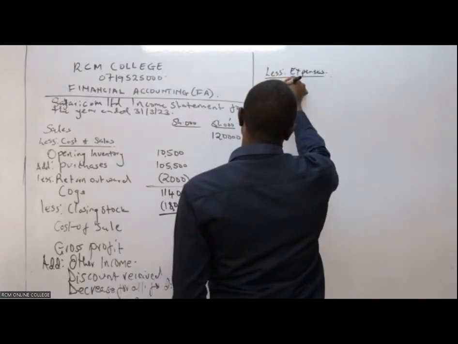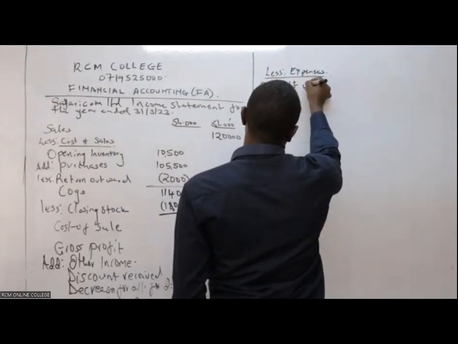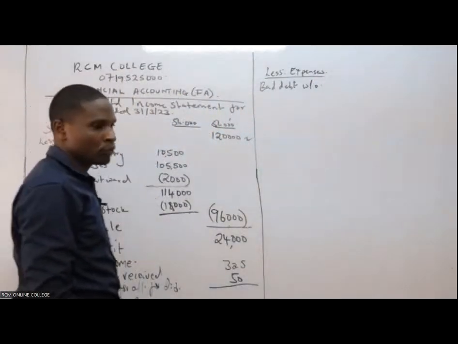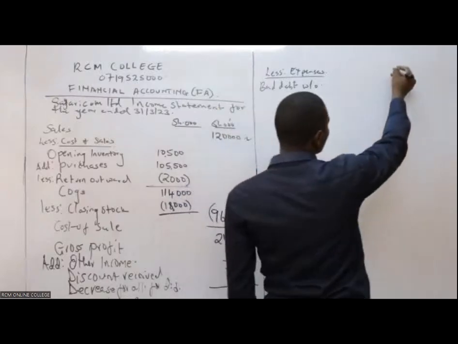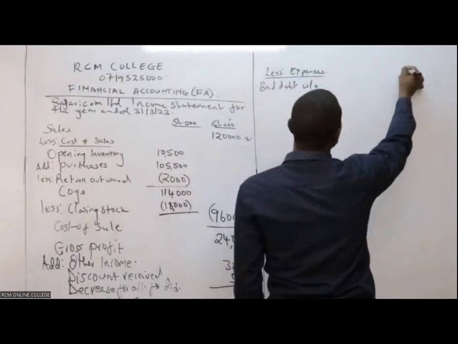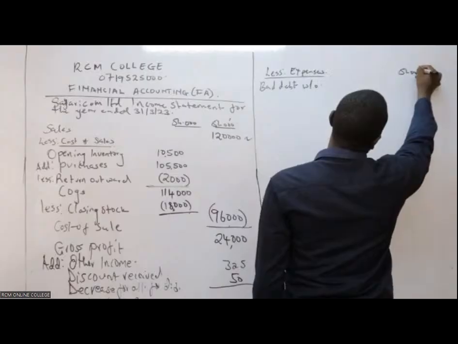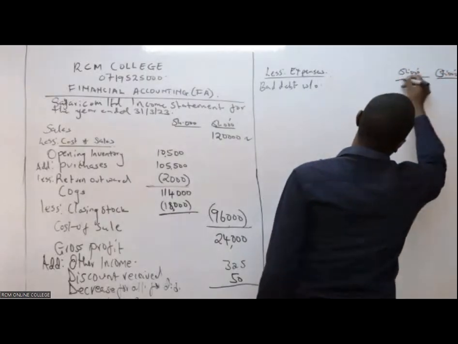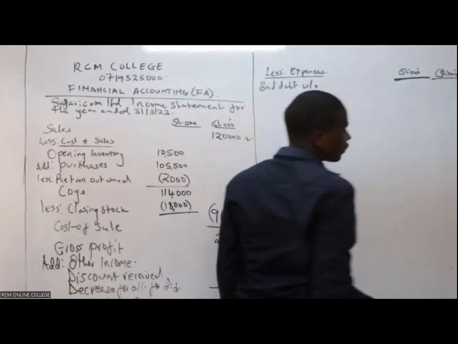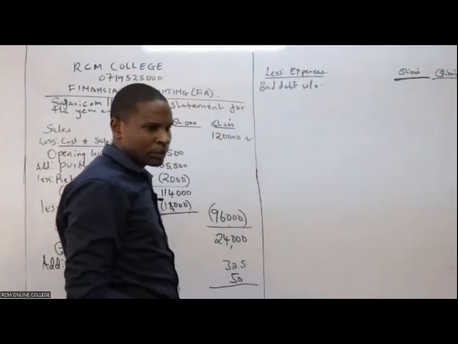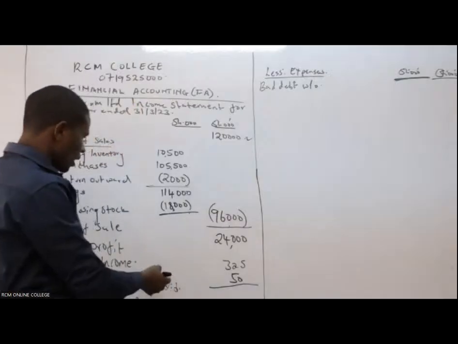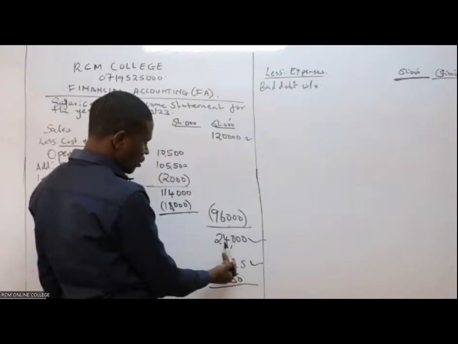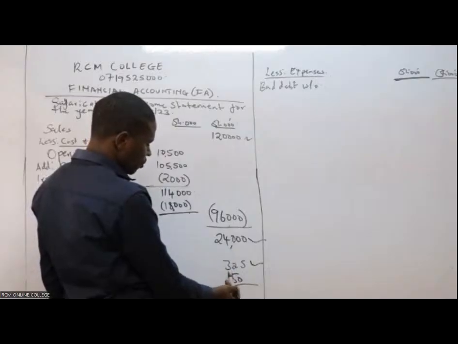Tuko na bad debt written off. So what's the total here? My shillings are in 1,000. So what's the total here? Just add this. It will be 23, 24, 375.